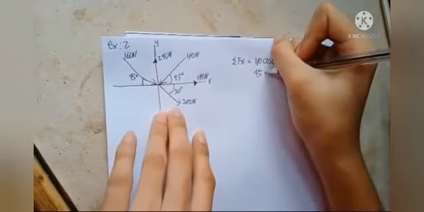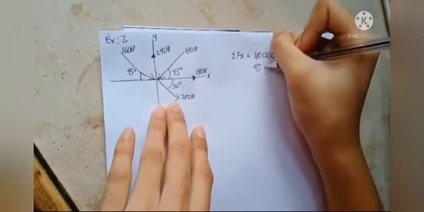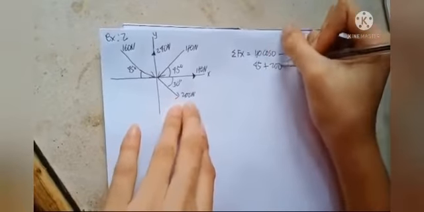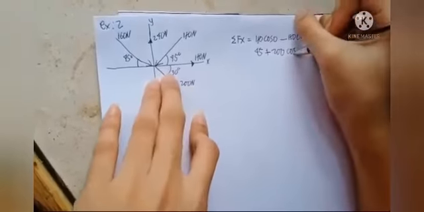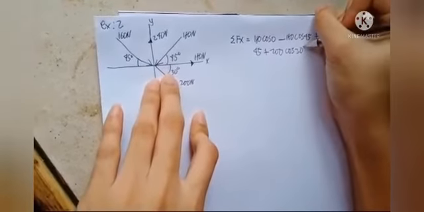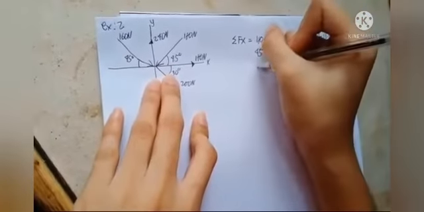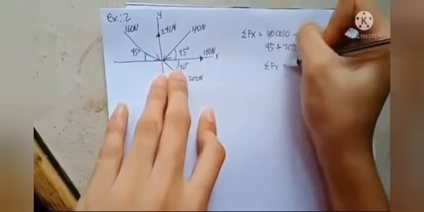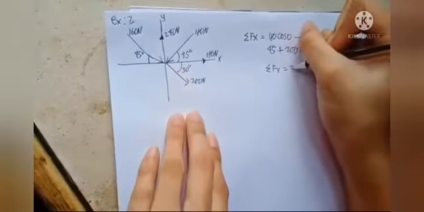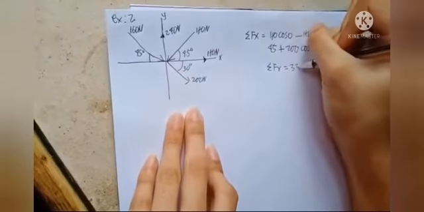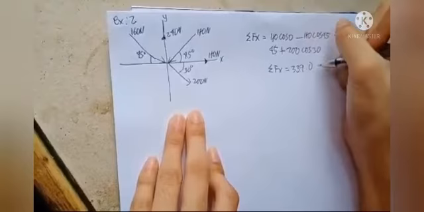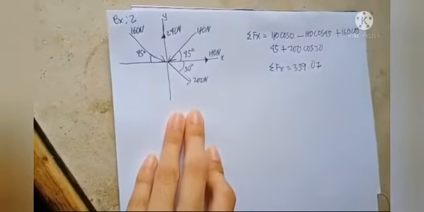And then plus 200 cosine 30. The result is 339.07.